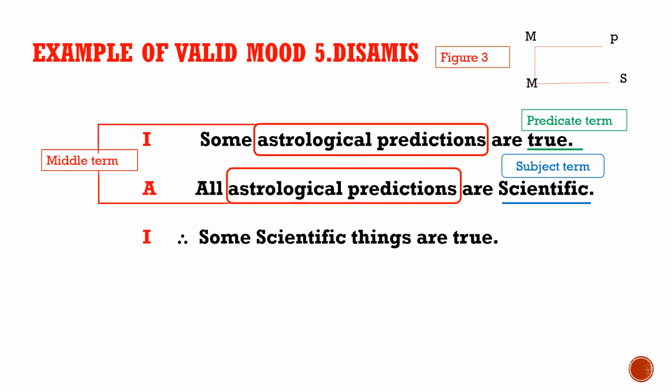You have to check each and every rule of categorical syllogism, and find out whether it is valid. If you check it, then you will find that it does not violate any of the rules of syllogism. Hence, it is a valid mood.